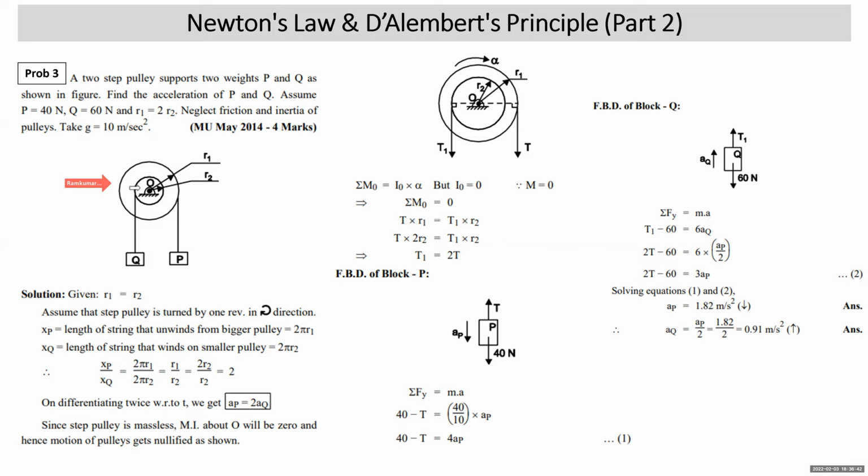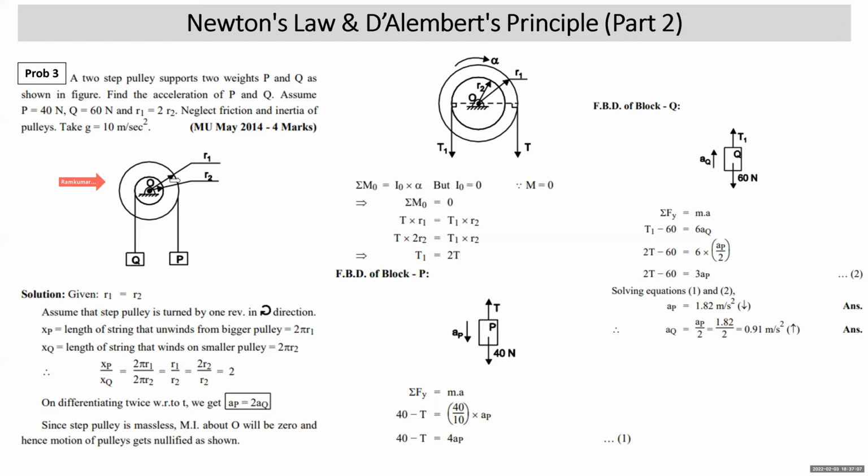Now, to understand the relation between the accelerations of the two blocks P and Q, first we'll assume that the step pulley is turned by one revolution in the clockwise direction. Look at this diagram. If this step pulley is turned in the clockwise direction by one revolution, the length of the string that will unwind from the bigger pulley will be the bigger circumference. Bigger radius is R1, so it is 2 pi R1.